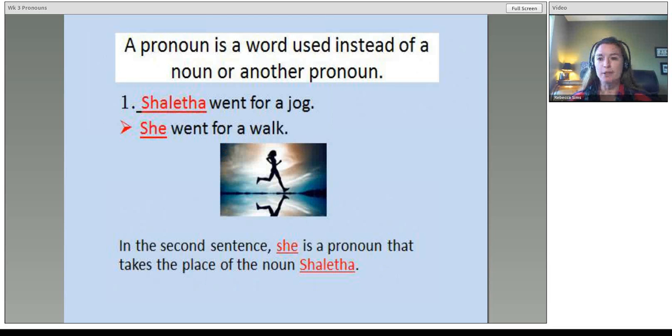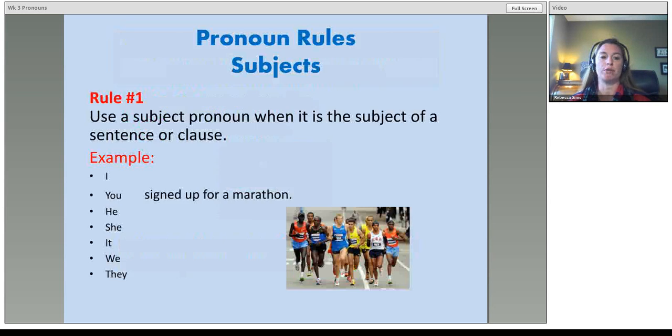What is a pronoun? A pronoun is a word used instead of a noun or another pronoun. Shalitha went for a jog. She went for a jog. In the second sentence, we use she as a pronoun to replace the noun Shalitha. They're one and the same. They're the same person, but instead of just repeating Shalitha over and over again in a paragraph, we use pronouns to replace that noun. Let's go through a series of rules about pronouns.